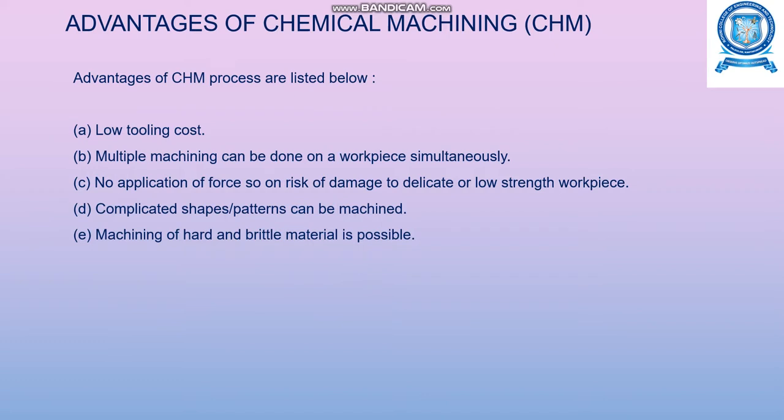Coming to the advantages of chemical machining: low tooling cost, and multiple machining can be done on a workpiece simultaneously. The third advantage is no application of force, and hence no risk of damage to delicate or low strength workpieces. You can machine complicated shapes and patterns, and hard and brittle material machining is also possible. These are the advantages of chemical machining.